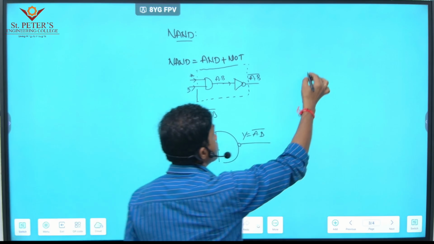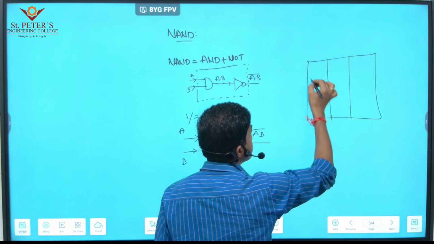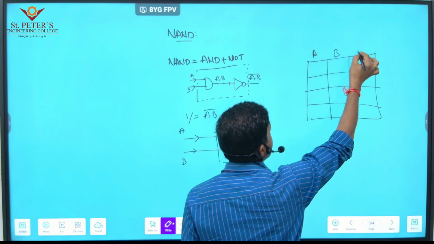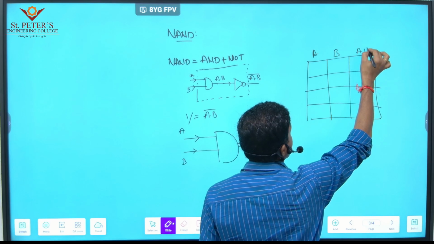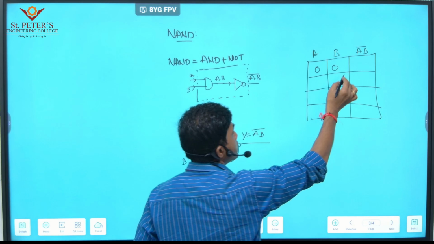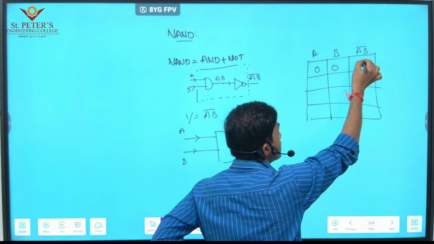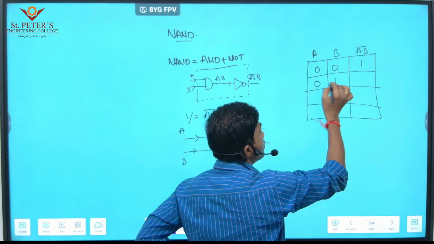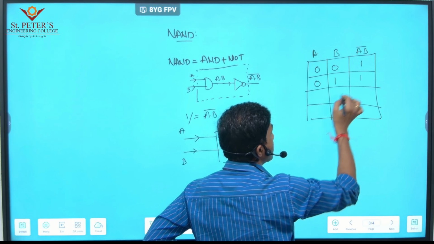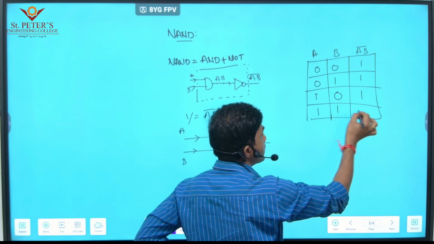So if I draw the truth table of NAND gate, it becomes A and B, A dot B whole bar. For 0 0, actually A dot B is 0, but with complementation it is 1. For 0 1, if A equal to 0 and B equal to 1, here it is 1. For 1 0, it is 1. For 1 1, it is 0.